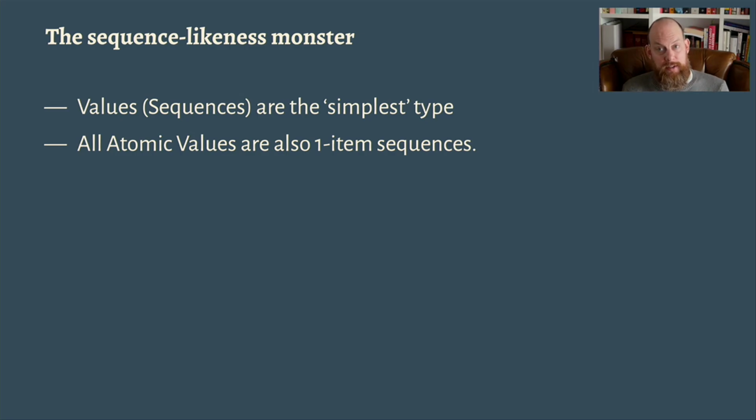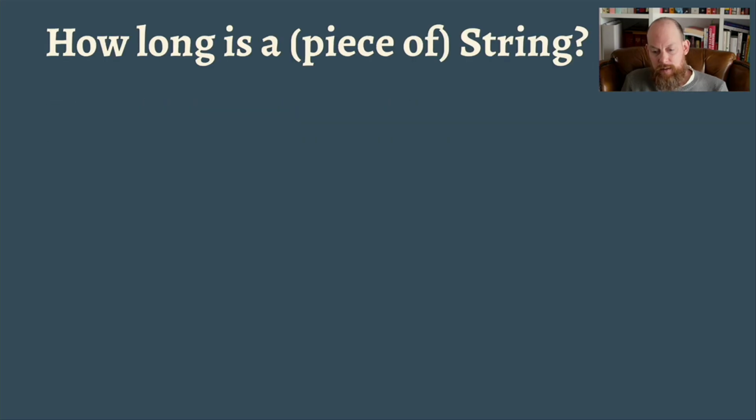Values, sequences, are the simplest type. But all atomic values, so strings or integers or whatever, are also one-item sequences. This is very different from anything in pretty much any other language. Now let's talk about string values in XDM in comparison with other languages.